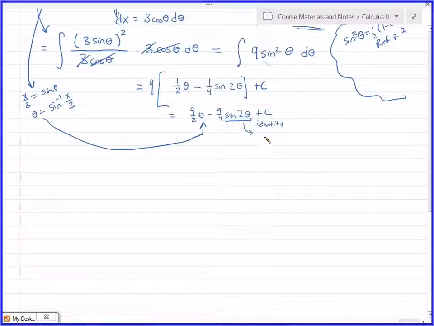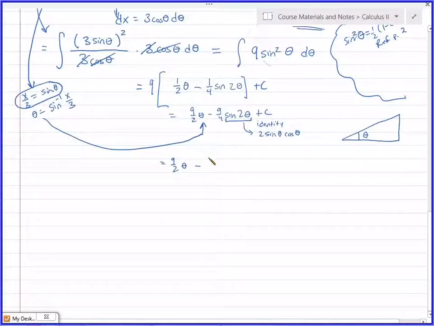So 2 sine theta cosine theta. And now that it's not a double angle, you use that triangle. Remember what triangle I'm talking about? From here, if this is theta, yeah, this is the double angle formula right here. So I'm going to have 9 halves theta minus 9 fourths times 2 sine theta cosine theta plus c. And that way I can use this triangle for theta. What triangle am I talking about?